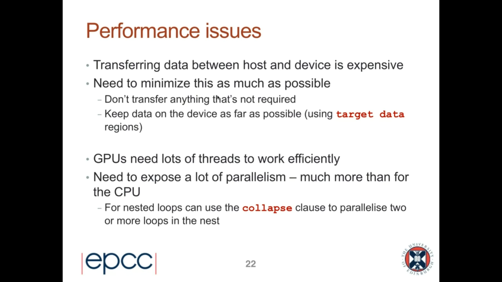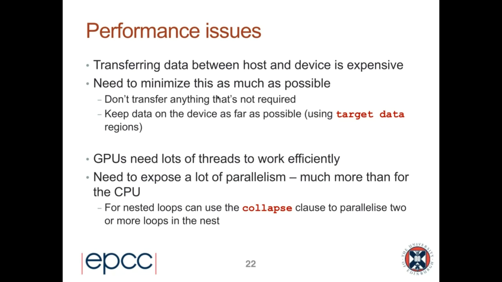Another feature of GPUs is that they typically need lots of threads to work efficiently. Unlike CPUs, it's often advantageous to have more software threads than you have physical hardware threads available. That might mean exposing 1,000 threads worth of parallelism for a GPU, or more than 1,000. So you need to expose a lot of parallelism, typically one or two orders of magnitude more than what you need for the CPU.